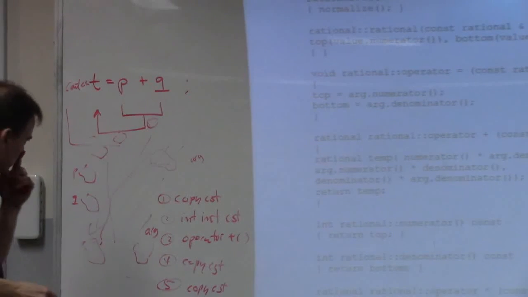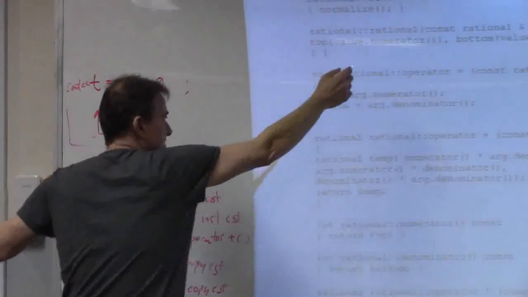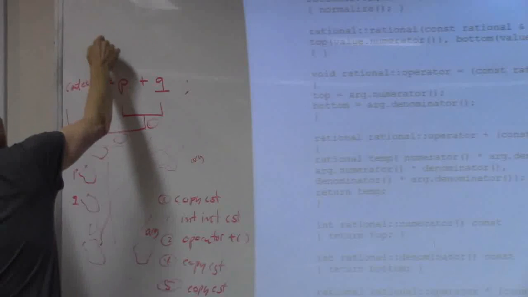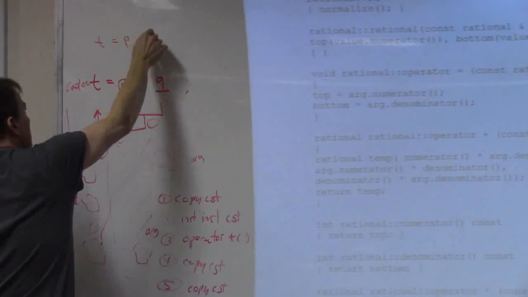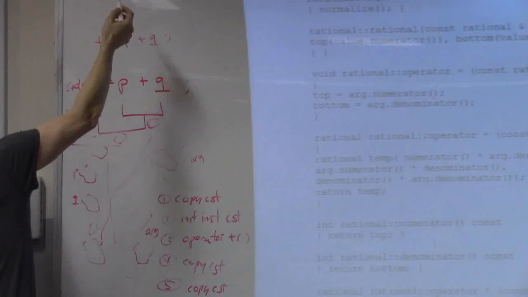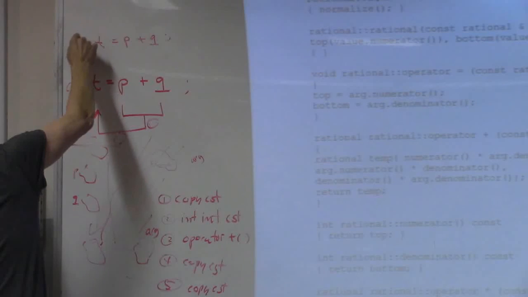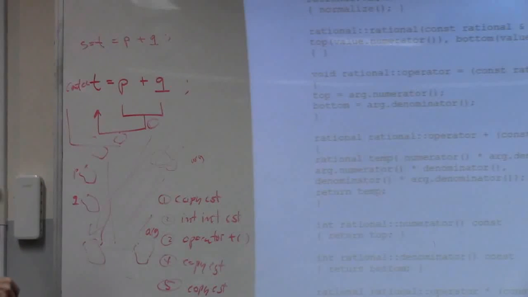Also, if we went back and fixed it so that it returns a rational and then we have star this, then what we could do is say t is equal to p plus q, and then let's say we had another reference to a rational, s is equal to t is equal to p plus q. Now, does that look like it should work, or am I just pulling the wool over your eyes? What do you think? You think that should work? Well, will it work with ints? Can I say i equal to j equal to k plus l?